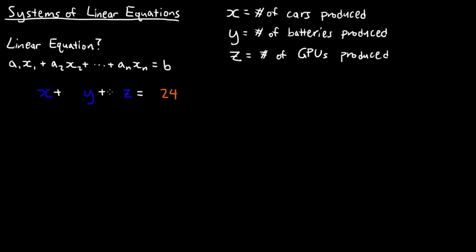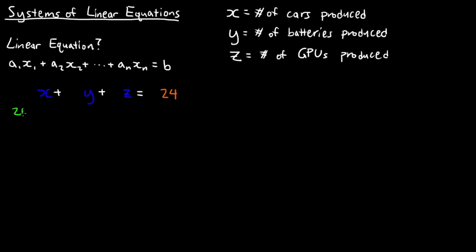So let's take a look at this equation one more time and try to figure out what it's trying to tell us. Well, it's saying that if you take x, the number of cars produced, and you take the number of batteries produced, the number of GPUs produced, and you add that all together, you would get 24, and that would be the number of products, so you would have 24 products in total. Pretty cool. Let's take a look at another linear equation.